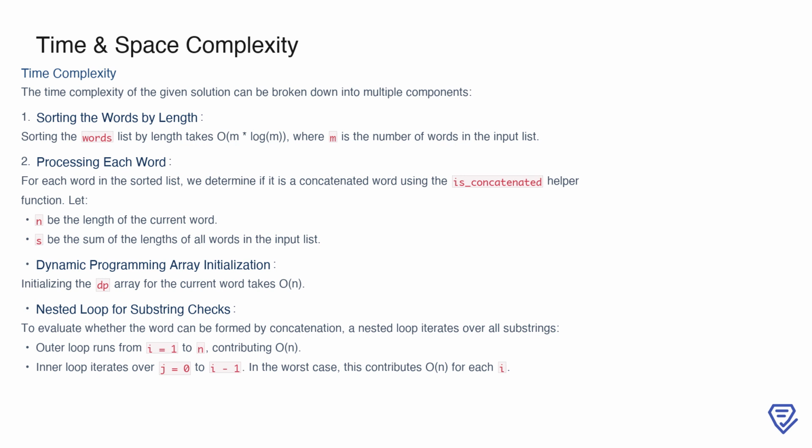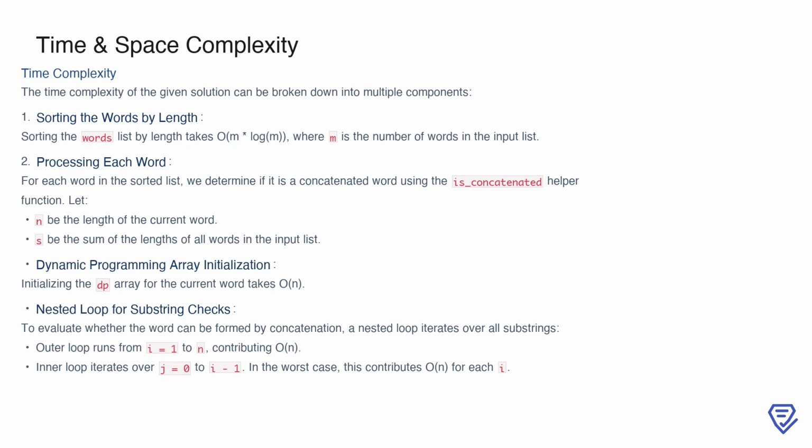To understand the time complexity of this solution, we can break it into several components. First, we sort the list of words based on their lengths. This sorting step takes m*log m, where m represents the number of words in the input list. Next, we process each word to determine if it can be formed by concatenating other words. During this step, we use a helper function called is_concatenated.